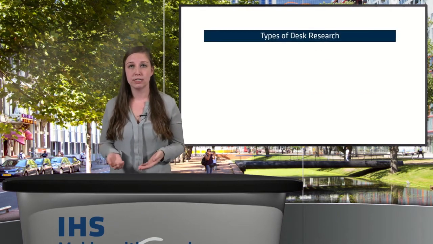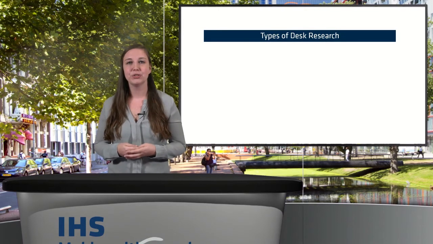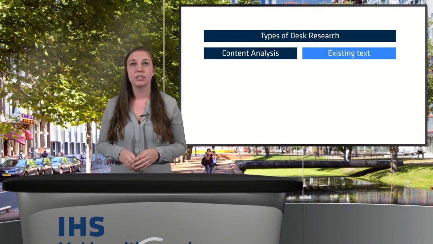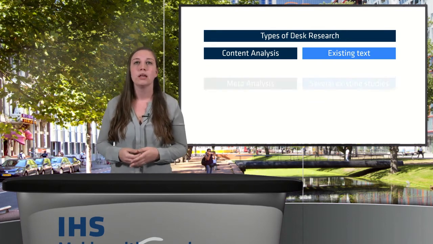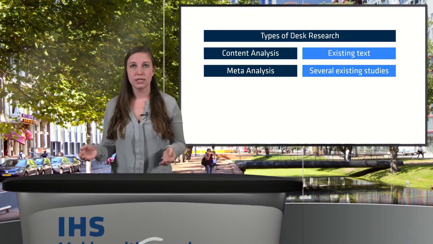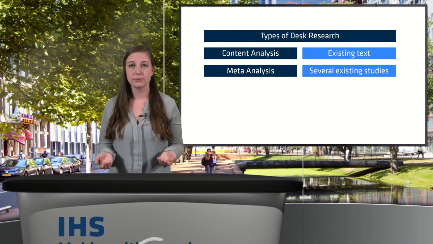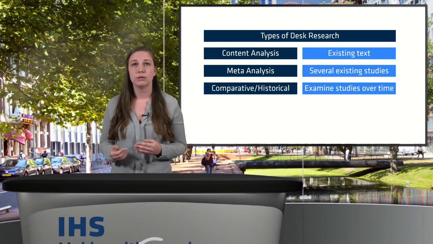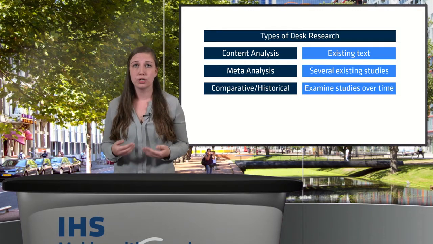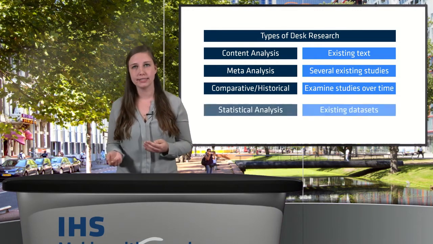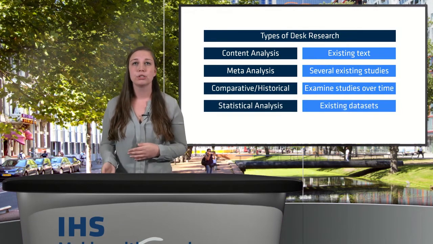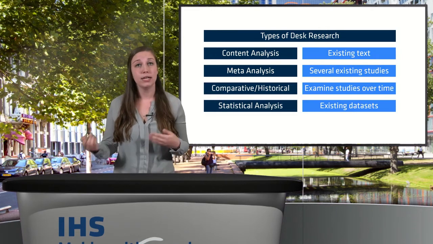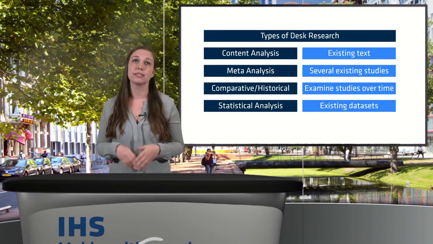Now there are 4 different types of analysis you can do on existing datasets. When you want to analyze existing text, you are conducting what we call a content analysis. Analyzing the results of several existing studies is what we refer to as a meta-analysis. But you may also choose for a comparative and historical research, where you examine or compare societies or other social units over time. And lastly, you can do statistical analysis, which is applied to existing datasets. As you can see, desk research can be both qualitative and quantitative. We will discuss them both in this lecture.